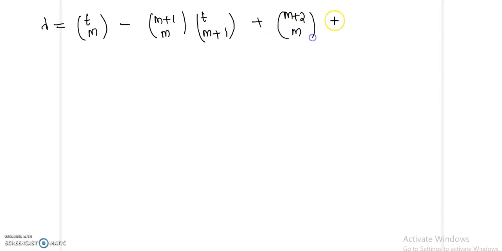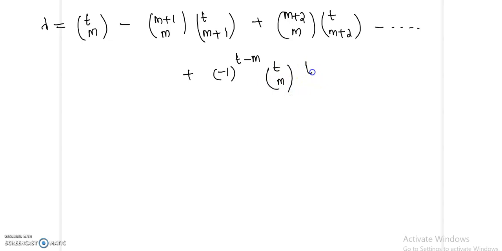So let me call it lambda. Upon omega of m, it will be counted tCm times, then minus, you have m plus 1 Cm in omega of m plus 1, it will be counted tC(m+1) times, then you have m plus 2 Cm in omega of m plus 2, and so on, plus minus 1 raised to t minus m, in omega of t it will be counted tCt times. So this is equal to, okay, so that is the value of lambda.